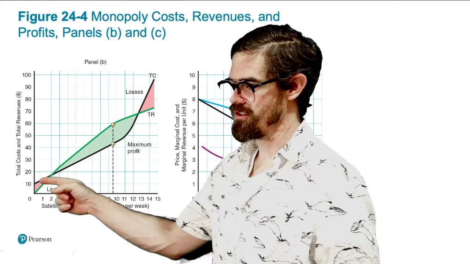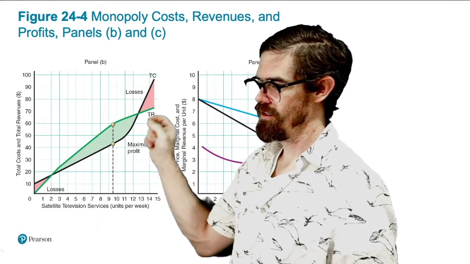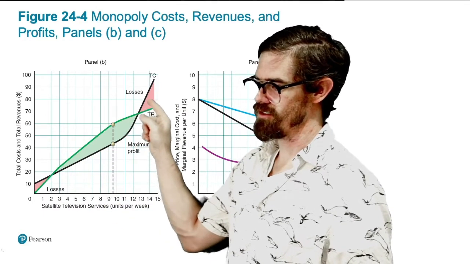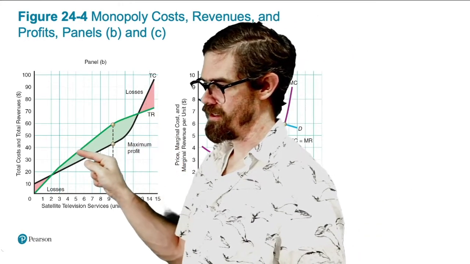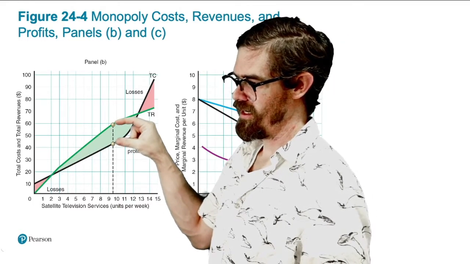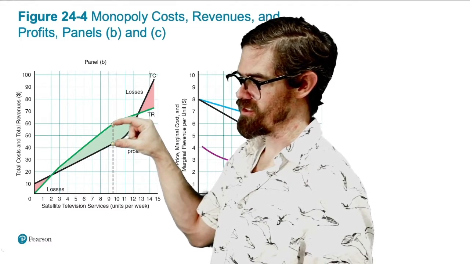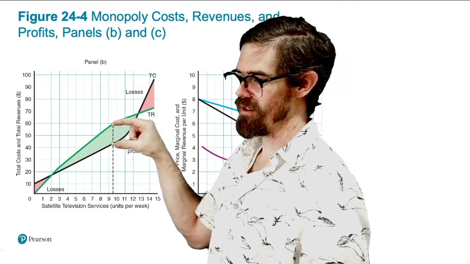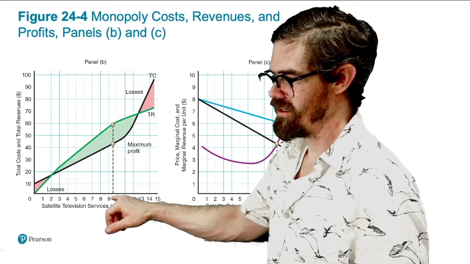So when costs are greater than revenues, as we can see here and also here, these are losses. These orange areas or peach colored areas are losses because costs are greater than revenues. And then in this green area, when total revenue is above total cost, we have profit. And the firm is trying to find that place where the gap here is as big as possible, right? Total revenue is as high above total cost as possible, which looks like occurs at 9 units.